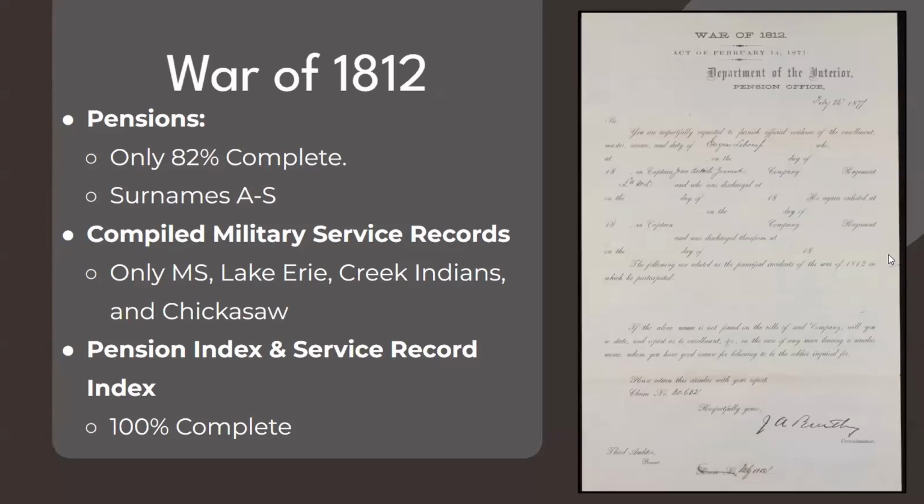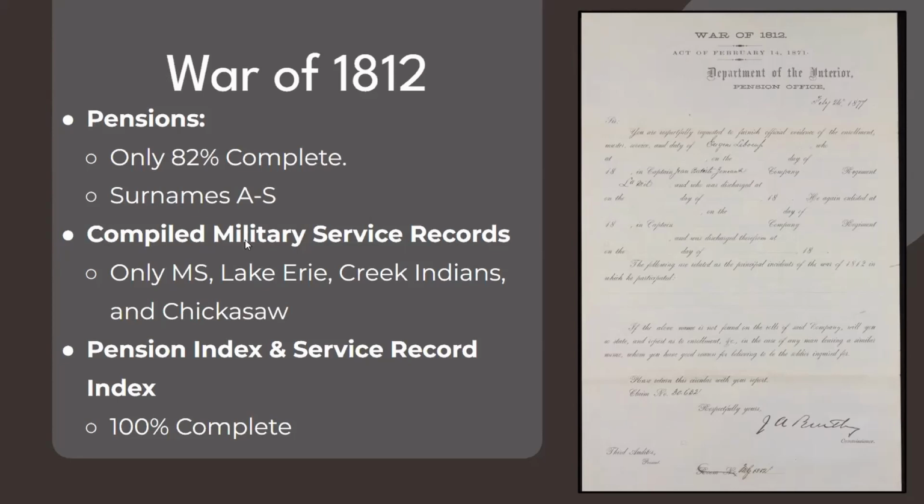So moving on to the War of 1812, a couple things about that. The pensions, they're only 82% complete. And that's why I said it's really important when you're looking at those publication pages where it shows the percentage of records complete. You need to take a look at that. Namely because when you go to filter it down by the surname, they only have A through S. When they will upload the rest of them, I could not tell you. I have no idea. I don't even know if they know, but that's something to keep in mind when you're looking at War of 1812 records.